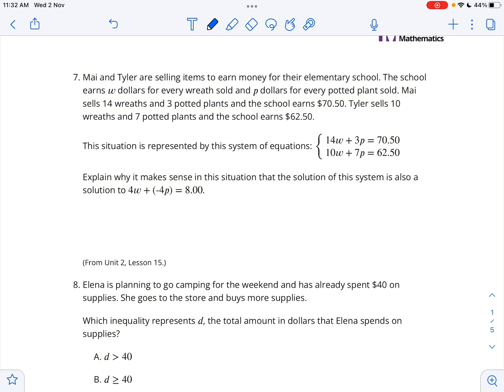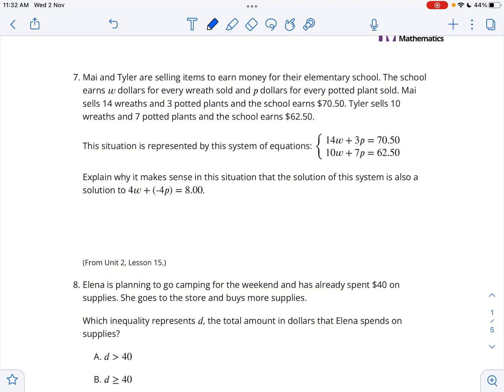Mai and Tyler are selling items to earn money for their elementary school. The school earns W dollars for every wreath sold and P dollars for every potted plant sold. Mai sells 14 wreaths and 3 potted plants, and the school earns $70.50. Tyler sells 10 wreaths and 7 potted plants, and the school earns $62.50. You're given the system of equations. Explain why it makes sense in this situation that the solution of this system is also a solution to 4w plus negative 4p equals 8.